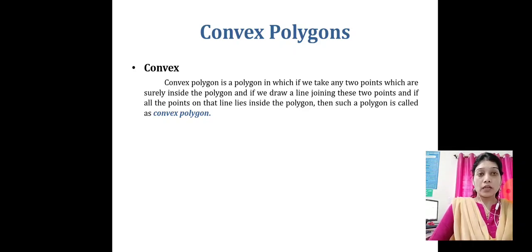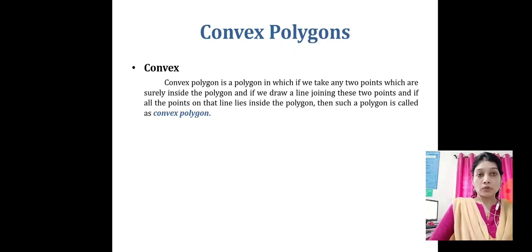A convex polygon is a polygon in which, if we take any 2 points which are surely inside that polygon, and draw the line joining those 2 points, then that line should exist inside that polygon, meaning each and every point on that line should be inside the polygon. Then such a polygon is called a convex polygon.